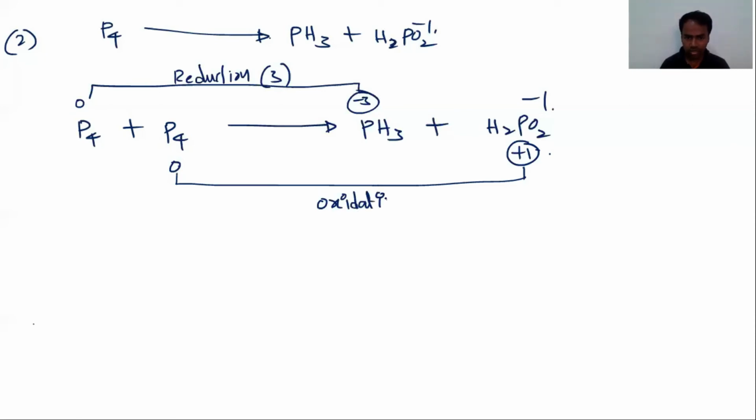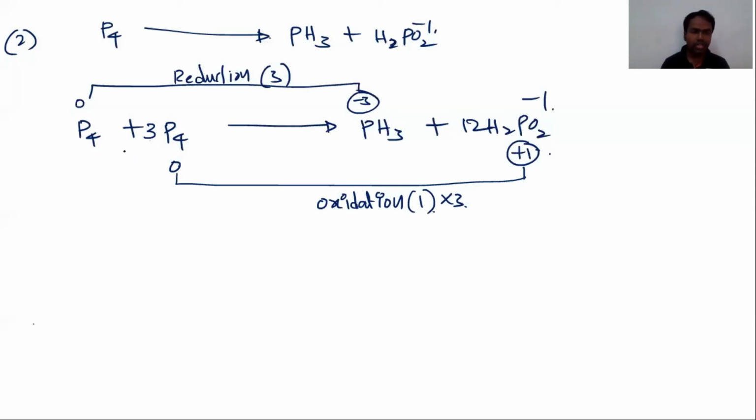So what is the change here? 1. But you get the doubt: the P4 molecule has 4 phosphorus atoms, so you could multiply by 4. When you multiply both the reduction and oxidation reactions by 4, there is no difference, so there is no need to take the 4 here. Reduction has a difference of 3, oxidation has a difference of 1. The next step is to make them equal, so multiply this reaction by 3. When you put 3 here, phosphorus becomes 4 times 3, which is 12.